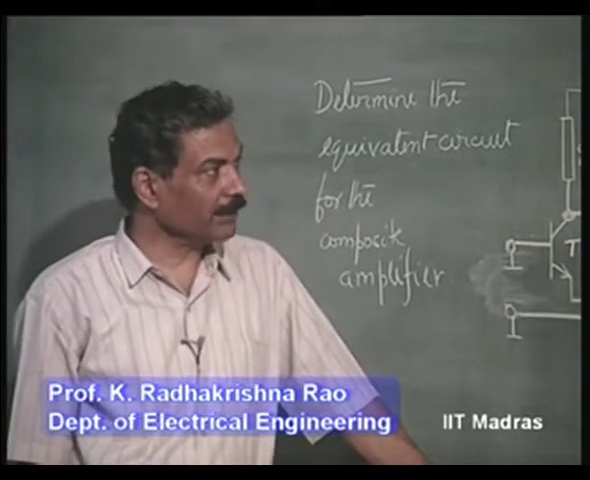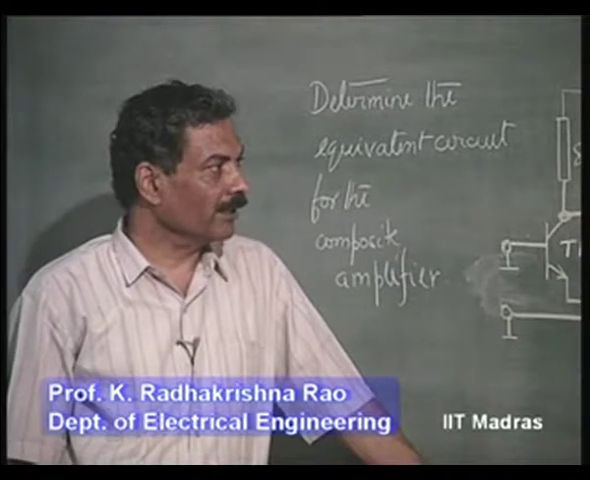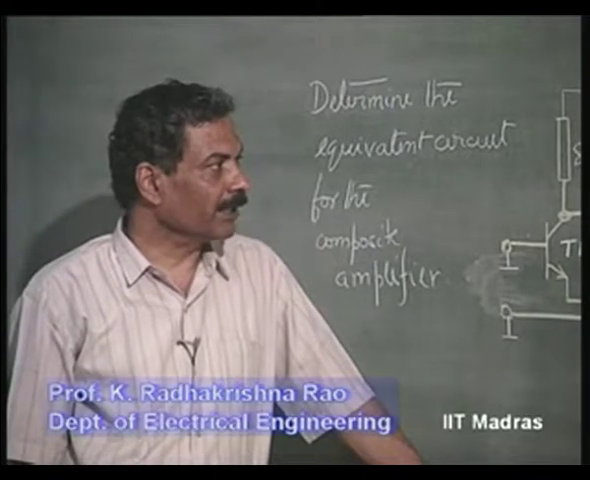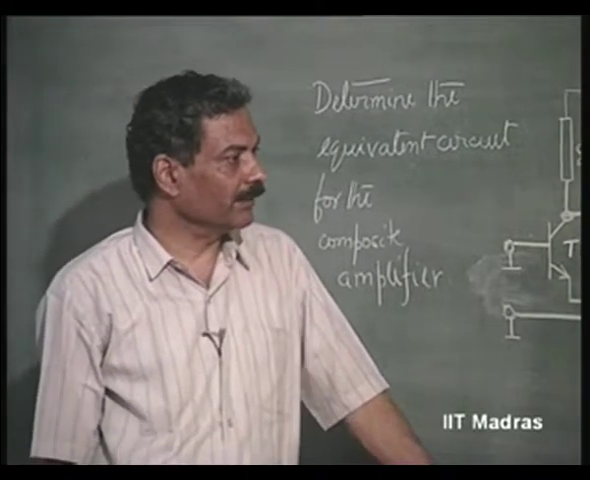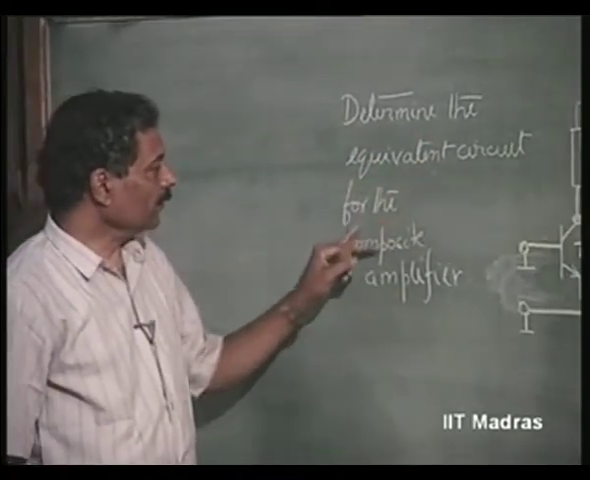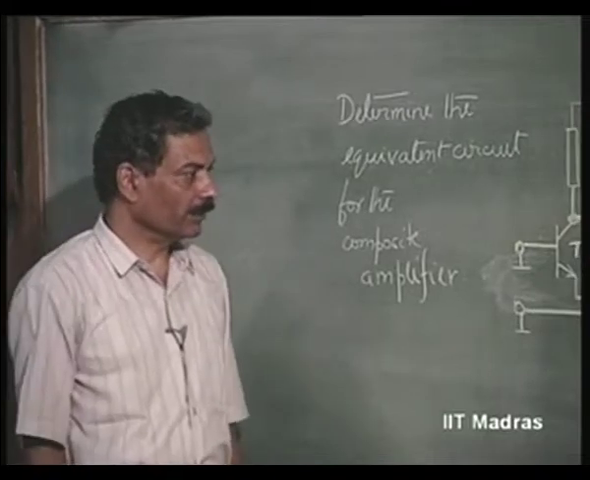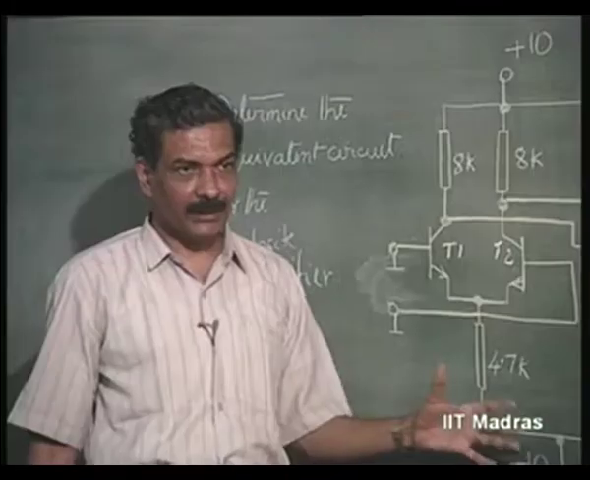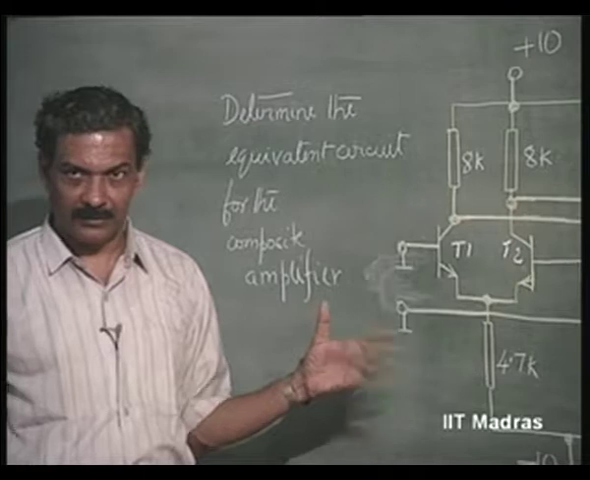It does not need bypass capacitors, it does not need coupling capacitors. So, this is ideally suited for present day integrated circuit fabrication of amplifiers. So, let us see what the limitations are and what the parameters associated with this differential amplifier are. Determine the equivalent circuit for the composite amplifier. So, I want an equivalent circuit for the composite amplifier.